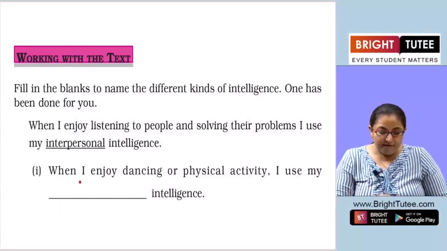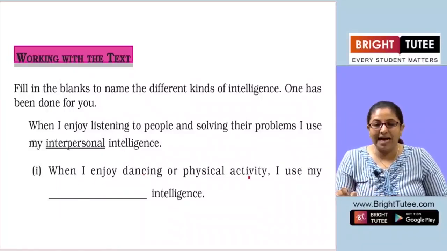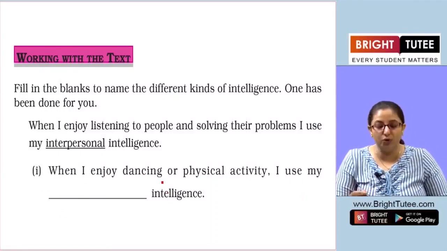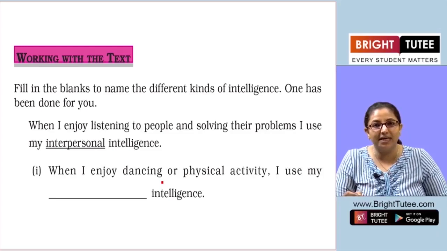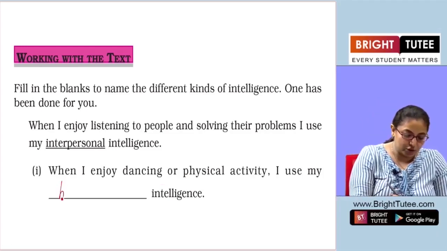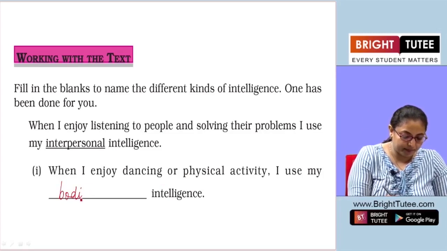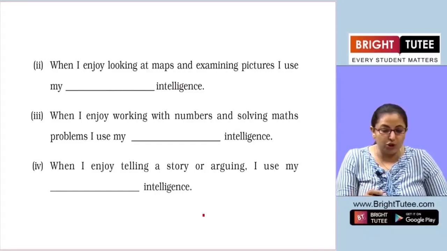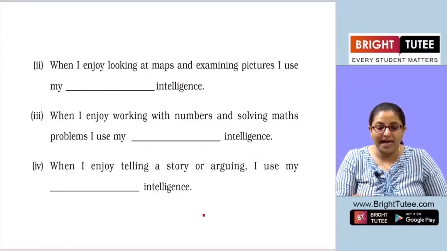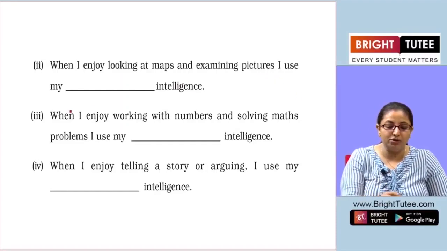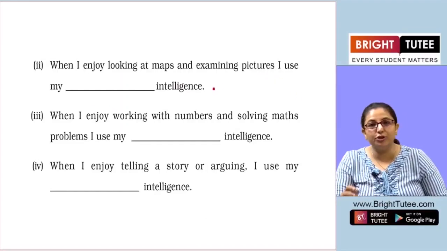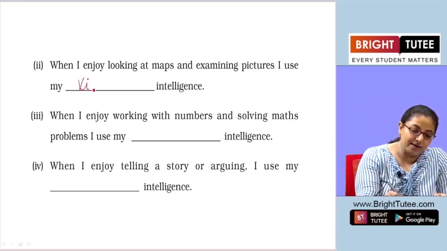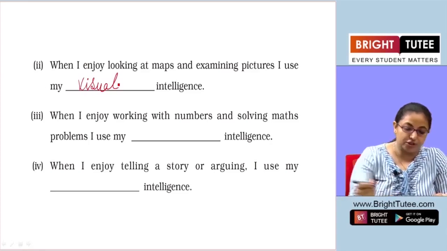The first one is, when I enjoy dancing or physical activity, I use my dash intelligence. Which intelligence is used while dancing or doing a physical activity? Bodily intelligence. So the answer will be bodily intelligence. Next, when I enjoy looking at maps and examining pictures, I use my dash intelligence. What is used to look at maps? Your visual intelligence. So the answer will be visual intelligence.